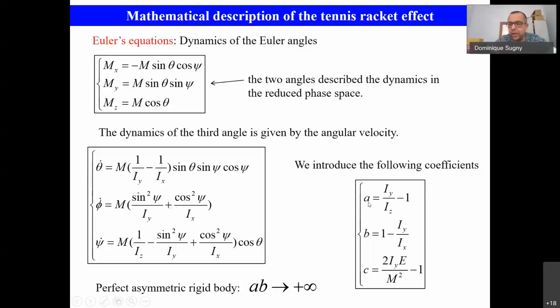It's just a change of variables, and we also introduce the parameter C, and C is related to the energy. For instance, C is basically the distance to the separatrix. So if C is equal to 0, then it means that we consider a trajectory along the separatrix. Okay, so now I think we have all the material to describe the tennis racket effect.